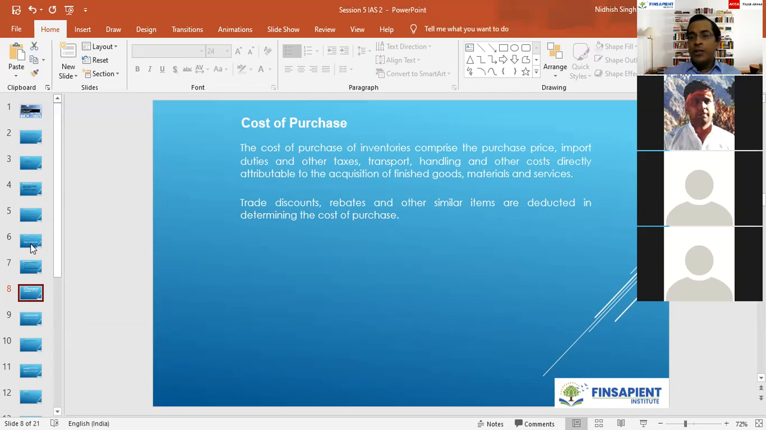And of course, if there is a discount, that means you did not pay that much dollar or INR, so that discount is also deducted. So the net amount which you pay to the storeroom, and then whatever expense is incurred to bring that stock to the floor, everything is considered, plus the processing, all the expenses to process that goods to make the inventory, that is also considered as part of the cost.